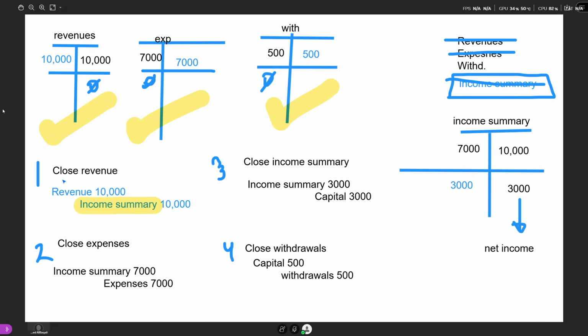What you need to do, close your revenues. How to close revenues? This entry. You debit revenues and credit income summary. And you need to close your expenses by debiting income summary and crediting your expenses. Then you need to find the difference or the balance of your income summary account, which is going to be equal to your net income or net loss based on the situation.